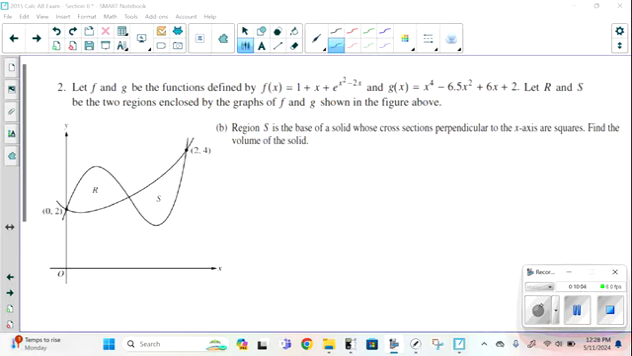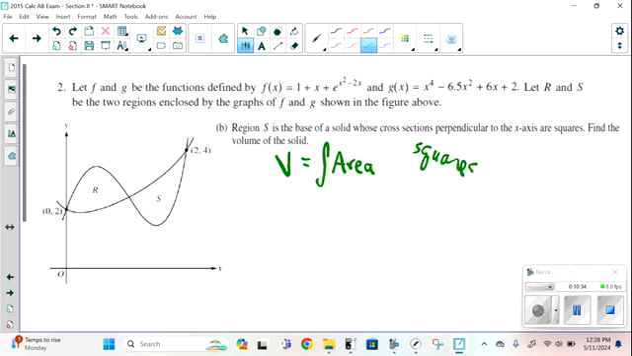I think 2B is going to be easy, and I think 2C is going to be easy as well, but let's see. No pun intended. B, region S is the base of a solid whose cross sections are perpendicular to the x-axis and they're squares. Find the volume of the solid. Guys, whenever we need volume, we integrate area. Our area is area of squares. And the area of a square is side squared. So I'm going to integrate side squared. Now this is just area S. I only care about this area here.